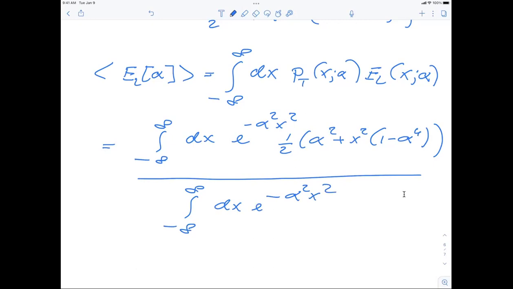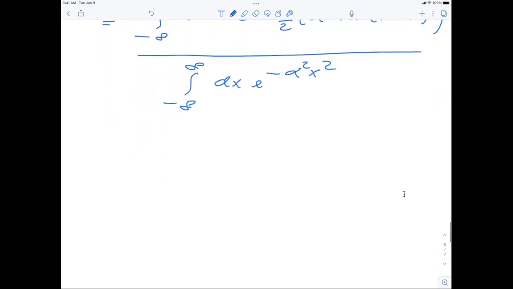Now, this integral gives us a very nice and simple answer. When I plug in the formula for the e to the minus x squared, I just look up a numerical table for that, and we will find that this is given by 1 over 4 of alpha squared plus 1 over alpha squared. So this is the expression for the energy.